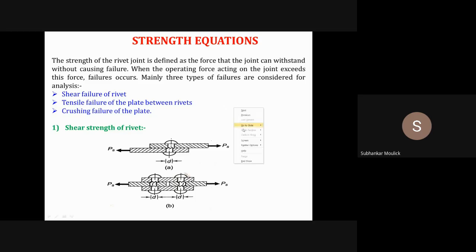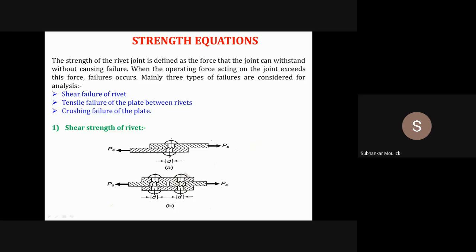So first of all, let us see how shear failure of the rivet takes place. Figures A and B are the front view of a rivet joint. Both are single riveted joints. The first figure is a single riveted lap joint, and the second figure is a single riveted double strap butt joint.